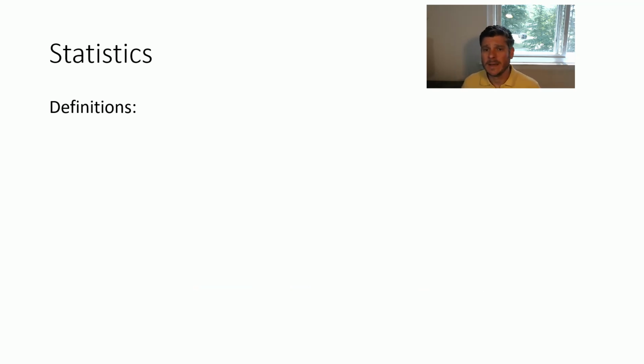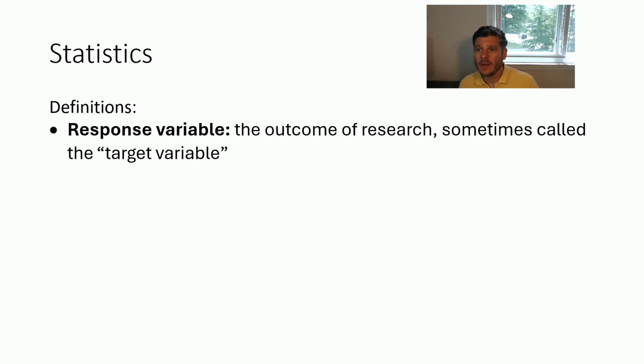Okay, let's shift gears just a little bit, because variables also come in different flavors depending upon the type of research we're doing. So if I am doing research and I want to, again, study some phenomena, the outcome of that research is my response variable. Now, sometimes that's also called the target variable. It's what we want to hopefully be able to predict.